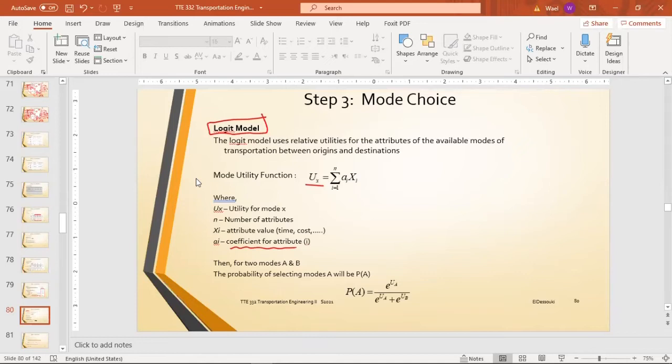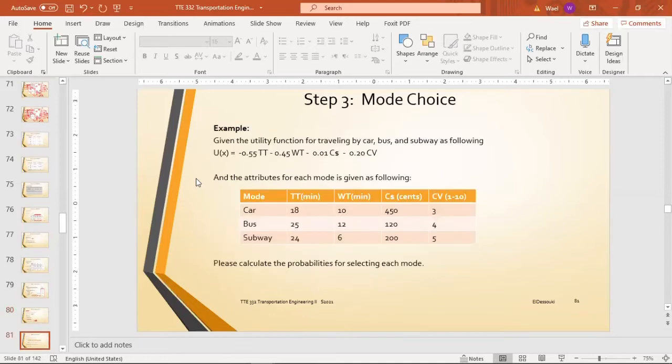So then if we have, for example, two modes of transportation and we need to determine the probability of selecting either mode A or mode B, the probability of selecting mode A is equal to e to the power of the utility of A, divided by the sum of e to the power of the utility of A plus e to the power of the utility of B.